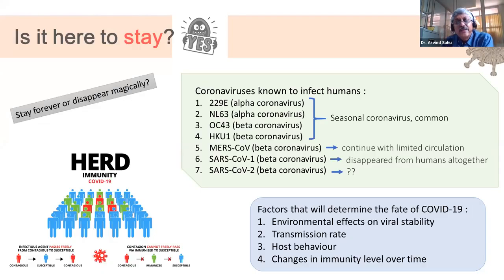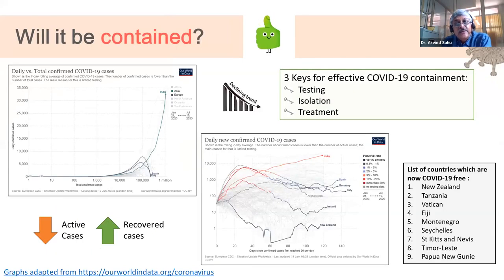But my gut feeling is that this will become more like a seasonal infection, like what we see with seasonal coronavirus in Hong Kong. Probably something like that is what is going to happen. So will it be contained?